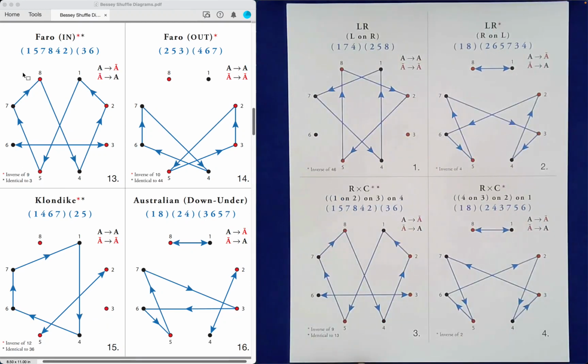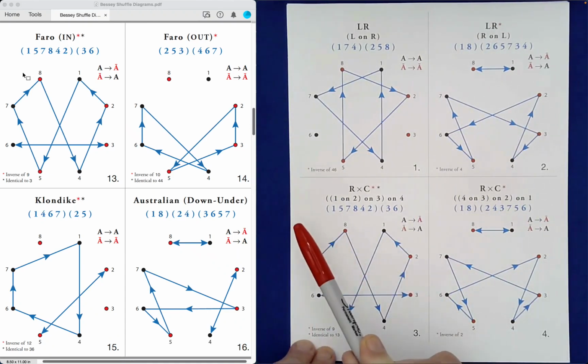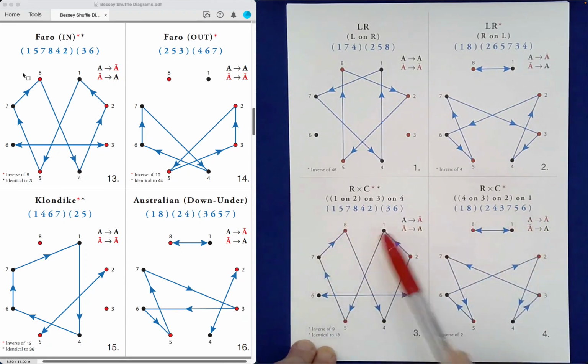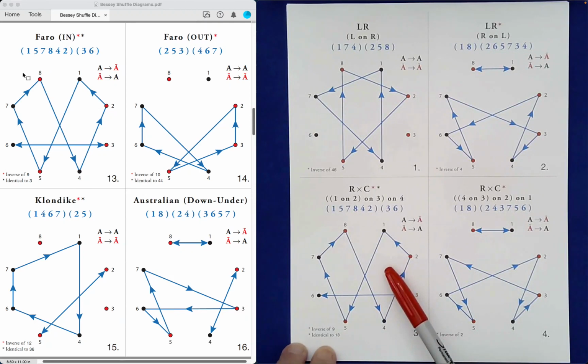The FARO in shuffle is actually identical to the RC shuffle, in which we deal out the cards into 4 piles, 1, 2, 3, 4, 1, 2, 3, 4. We build up the piles one level at a time, and then we stack the piles from left to right, and that will give you the exact same permutation. And so that's why the graphs actually agree. The FARO in on the top left side of the screen has a Bessey shuffle diagram identical to this RC shuffle in which we're stacking from left to right.